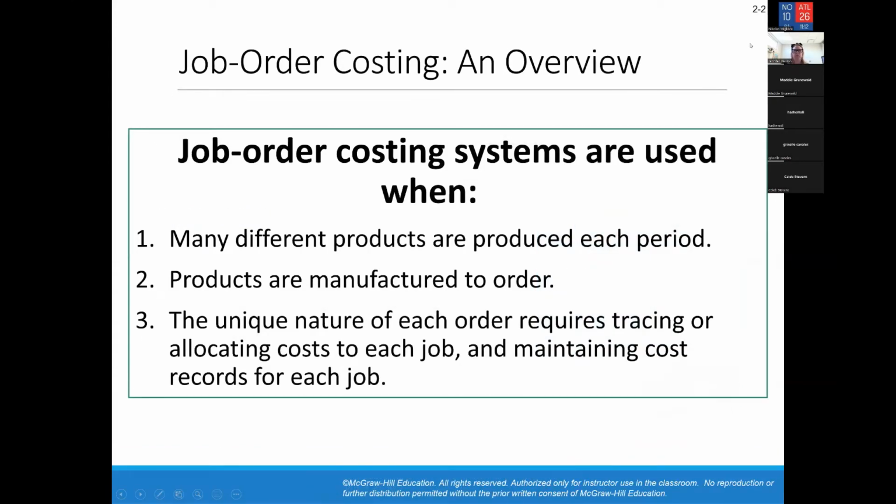All right, so the job order costing systems, when do we use those? When we have a lot of products that are produced for each period, or we have products that are manufactured to order, so maybe it's a big item, and then something unique to the order that requires changes, something that's different, and you want to track those costs and allocate them to the job. So that might be another reason why we would do that.